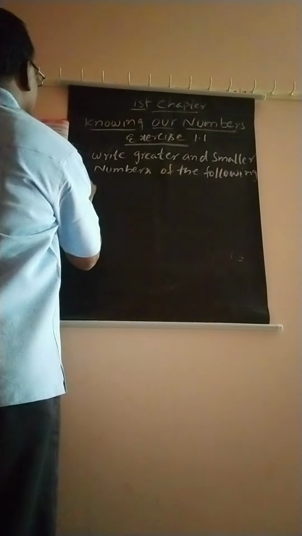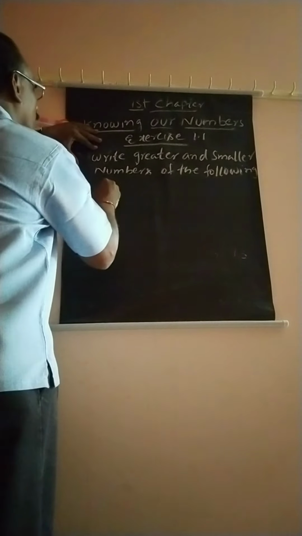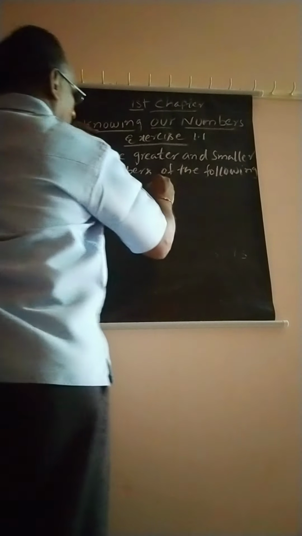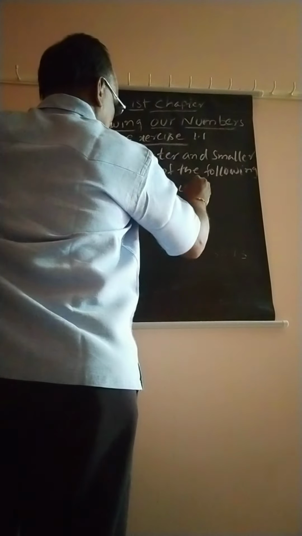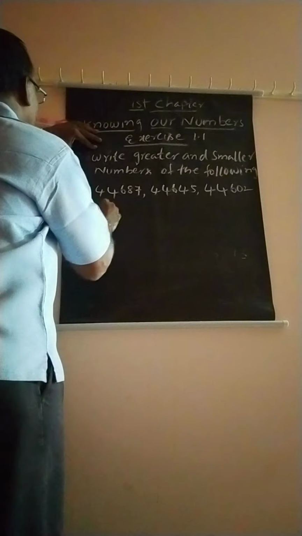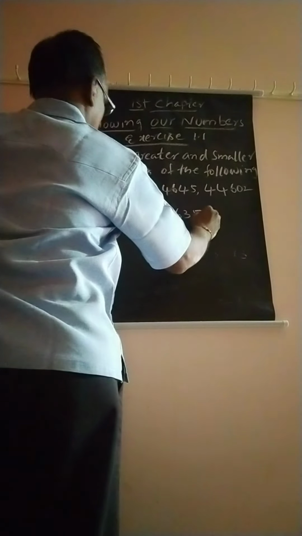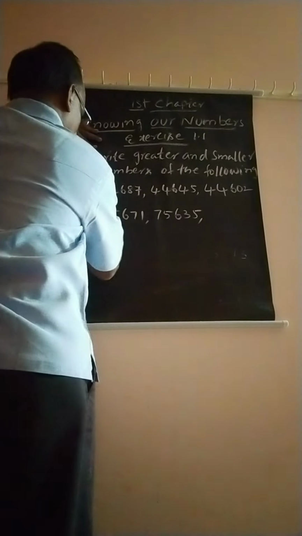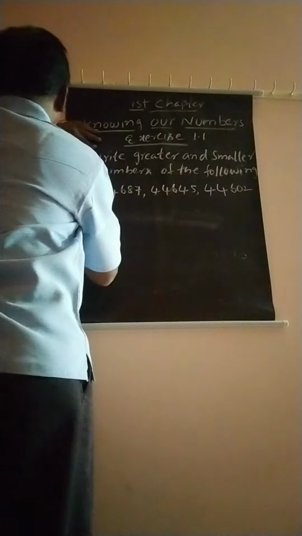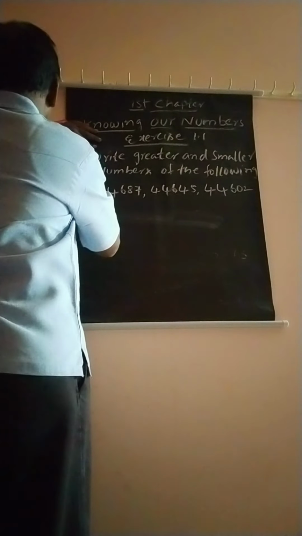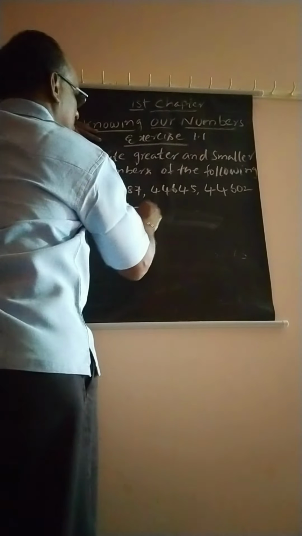Third problem. The third one is 44687, 44645, 44602, and one more number, 44670. There are 4 numbers. We can write which is the bigger one and which is the smaller one.